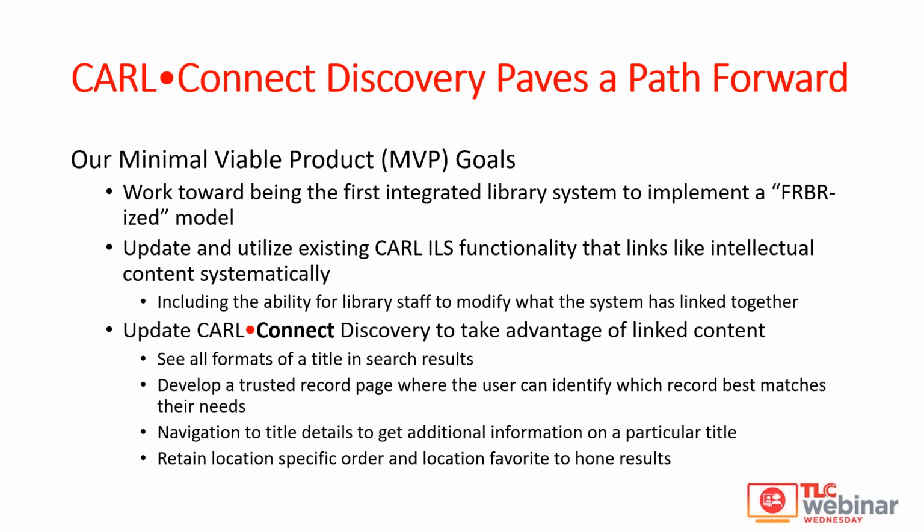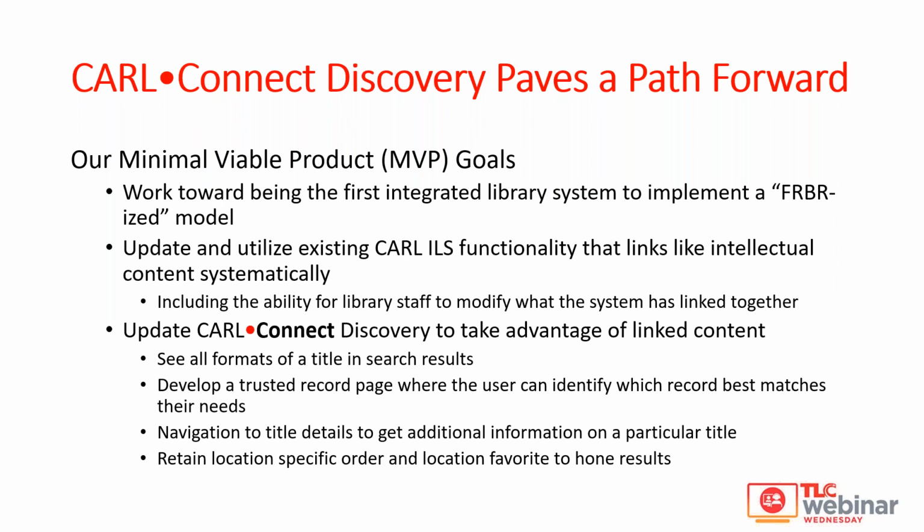So we wanted to be able to see all formats of a title in search results. We wanted to develop what we're calling a trusted record, so the user can identify which record best matches their needs. We want navigation to title details to get additional information on a particular title to be available. And we want to retain those location-specific orders and location favorites to hone results.